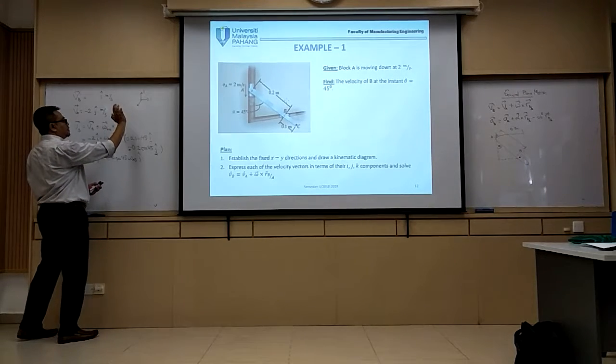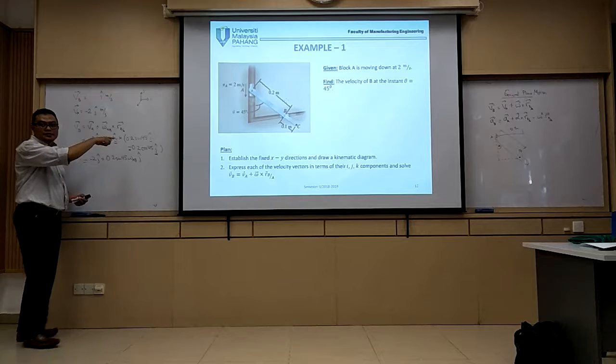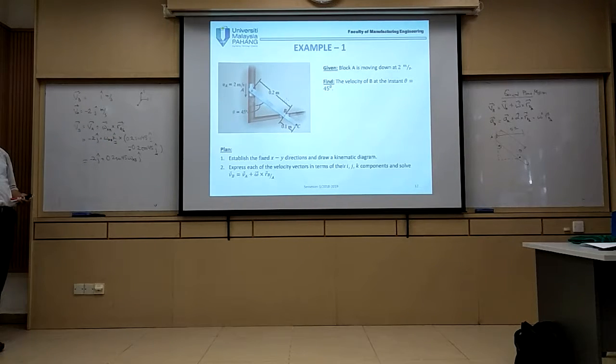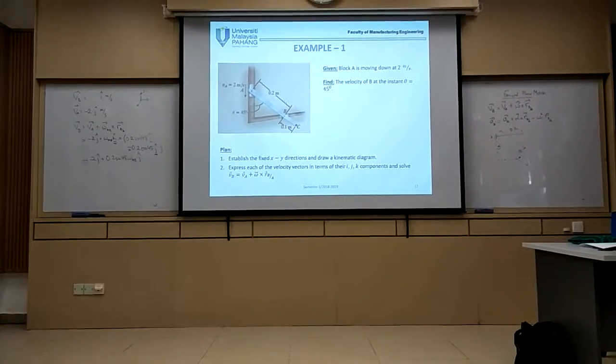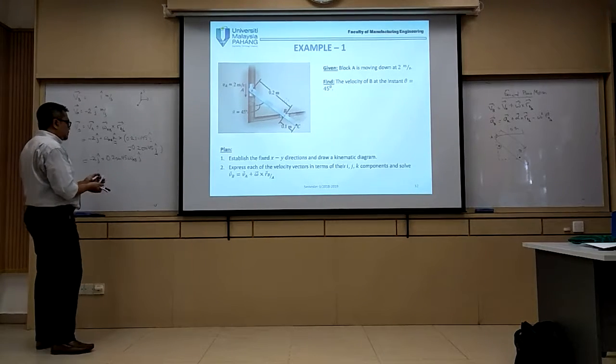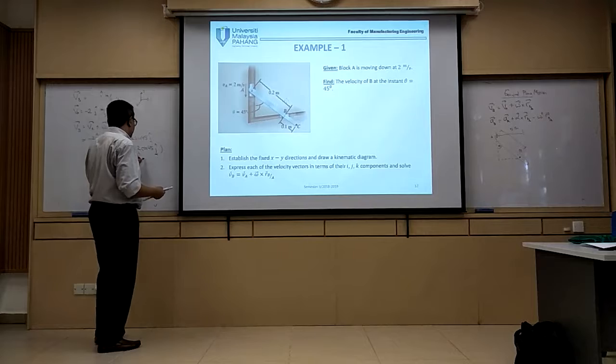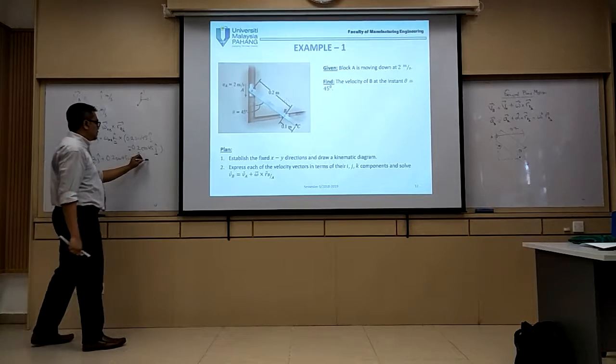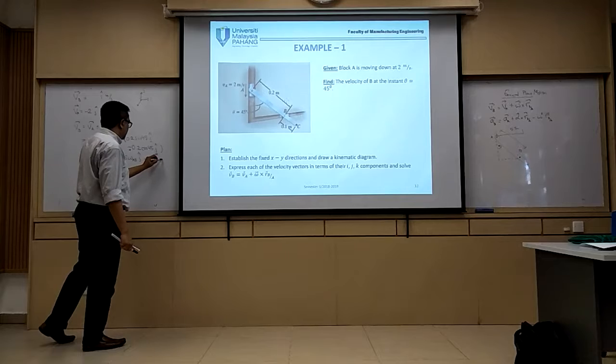K cross J, sorry, K cross minus J. It's I. K is outward, minus J is down. So K cross minus J, you get I. It means this will be positive: 0.2 cosine 45 omega AB I.